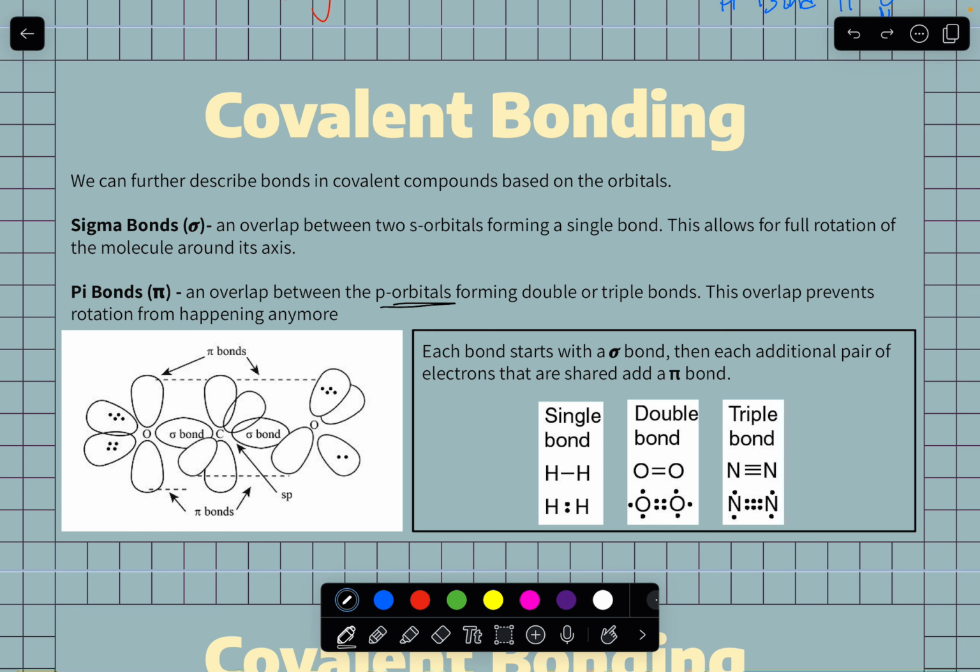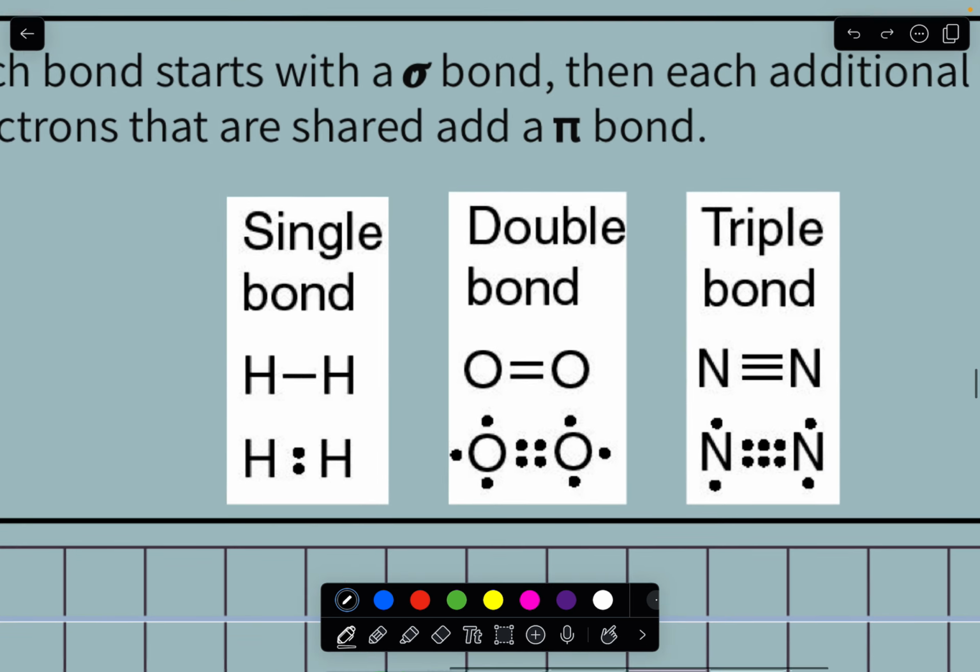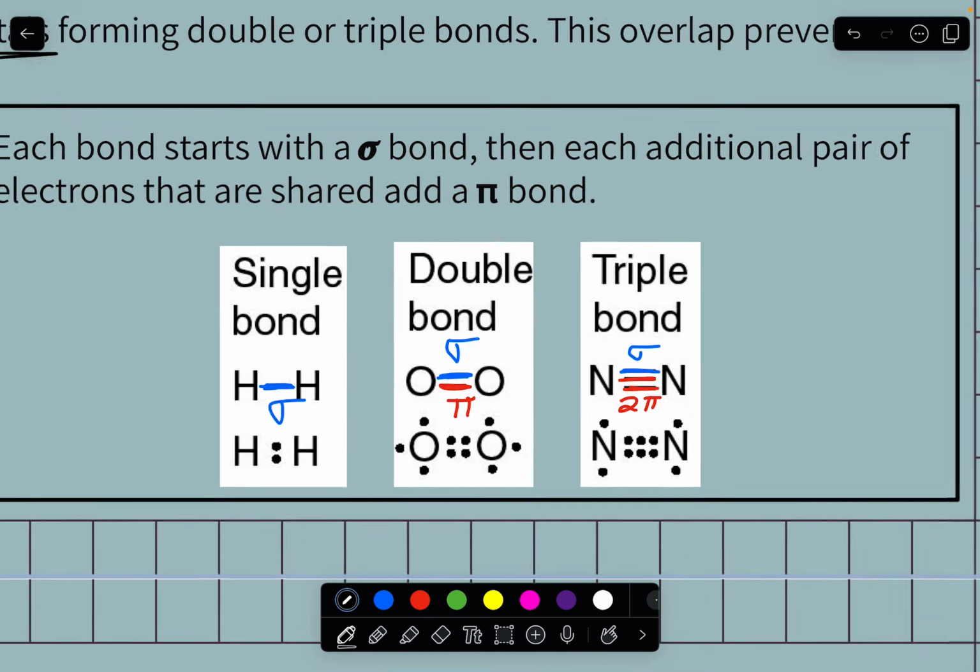If we're looking at compounds, our first bond is going to be our sigma bond. So our first line is our sigma. Then each line after that is one pi bond. So O2 we have one pi, N2 we actually have two pi bonds. But always start with the one sigma. Each additional one is a pi bond.